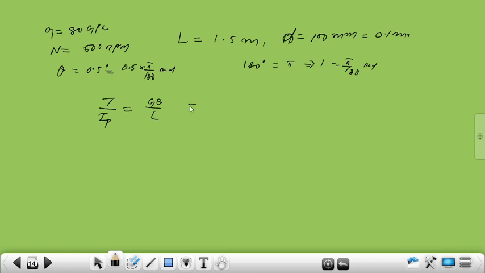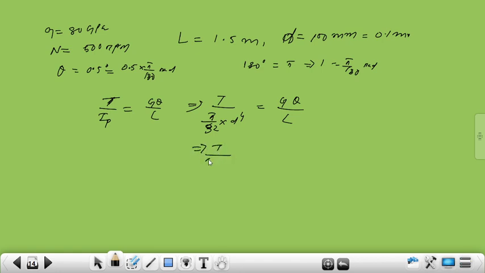Ip is the polar moment of inertia, T is the torsion torque, G is the shear modulus, theta is the angle of twist, and L is the length of the shaft. So we have to find T. Ip for a cylinder is pi by 32 into d to the power 4, and G is given, theta is also given, and length is also given.